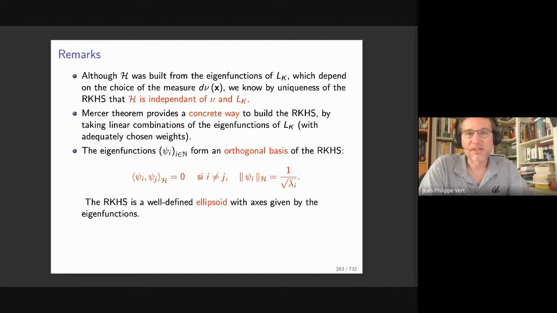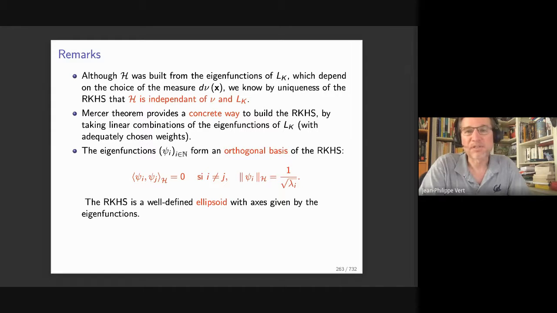But interestingly, let me make a couple of remarks. The first remark is, remember that the space capital H here is defined in terms of the eigenfunctions of LK. And as I said before, the lambda k and psi k depend on the measure d nu, right? You have a space X, and if I have a measure nu on X, then I can define the eigenvalues and eigenfunctions.